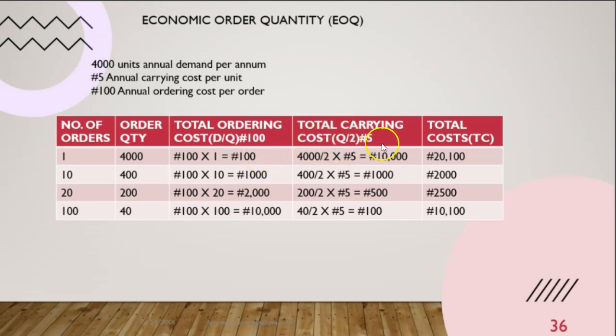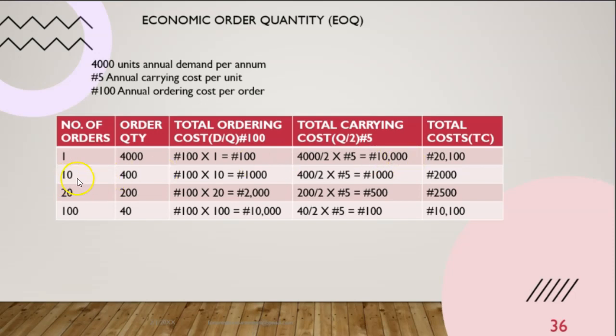Then the total carrying cost, which means we are going to store all these 4,000 in our warehouse. The formula for carrying cost is the annual demand divided by 2 multiplied by the carrying cost per unit. So if we do that, we are going to get 10,000 naira, where ordering cost is 100 naira, carrying cost is 10,000 naira.